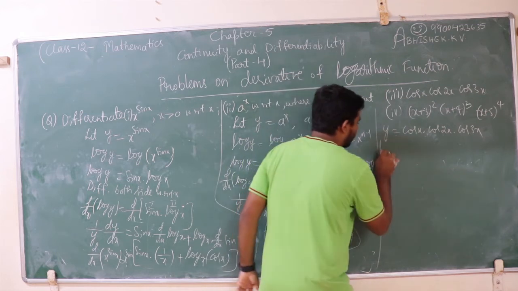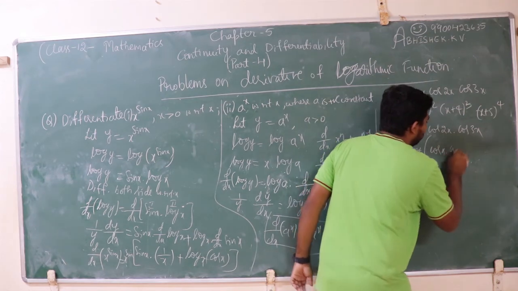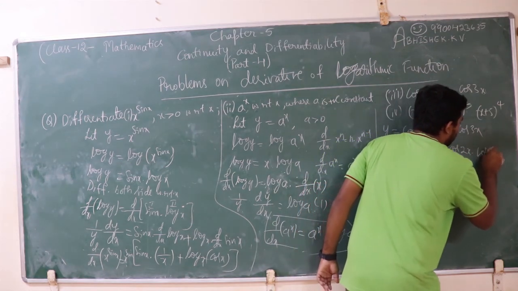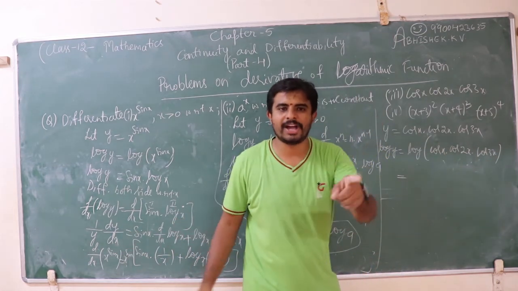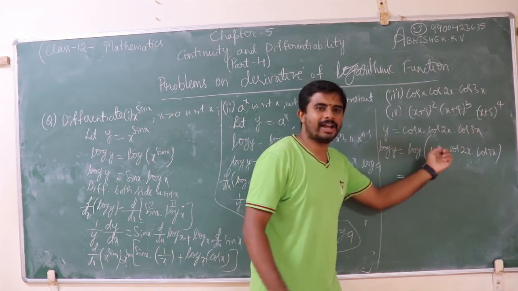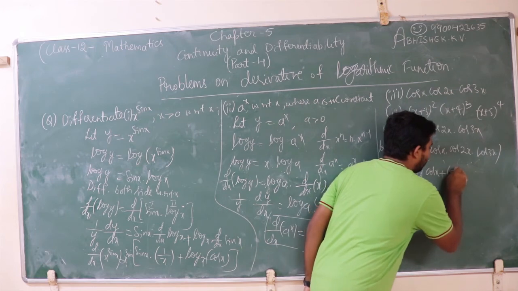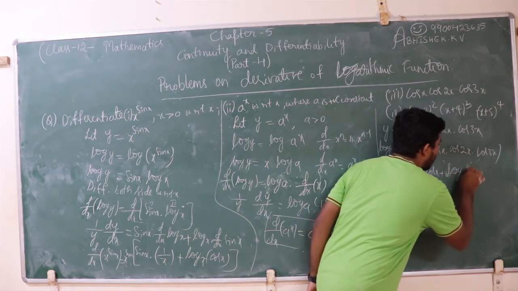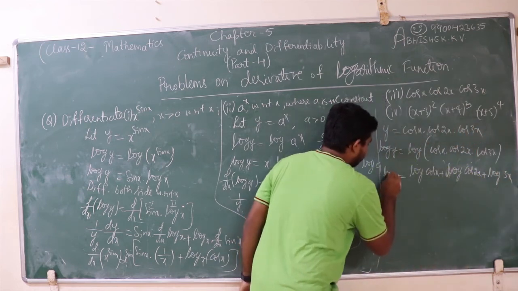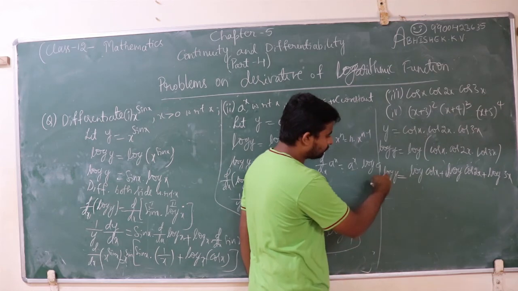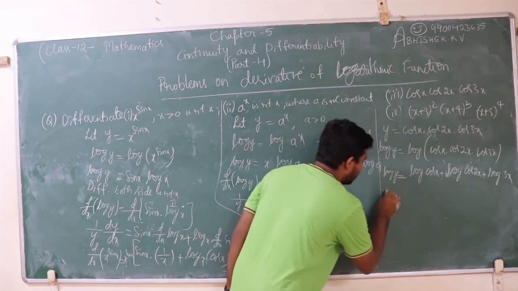So let us take log on both sides. See, log y is equal to log of cos x into cos 2x into cos 3x. See, it is of the form log abc. Log ab is log a plus log b. Similarly for three functions, log abc is log a, that is cos x, plus log b, that is cos 2x, plus log of cos 3x. Therefore, taking derivative on both sides, that is, differentiate both sides with respect to x, we get what?